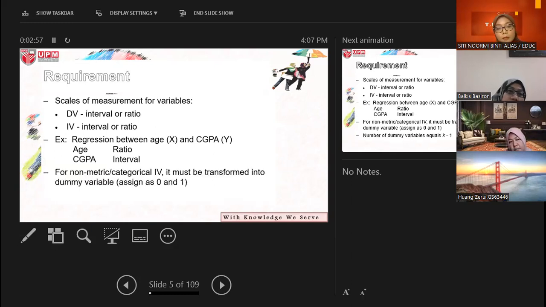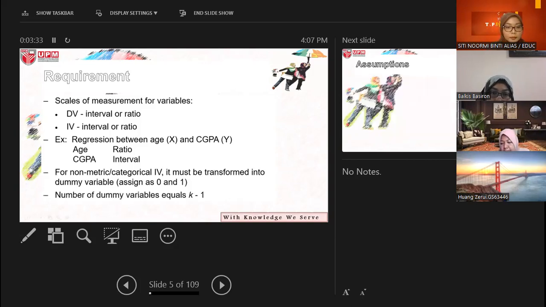Okay, for non-metric or categorical IV, it must be transformed into dummy variable, in which we assign the variable to 0, 1. Ini nanti ada session lain lah for categorical IV. It is only possible to run the simple linear regression if you have the categorical IV, but we must transform the categories into dummy form first before we can run the analysis.